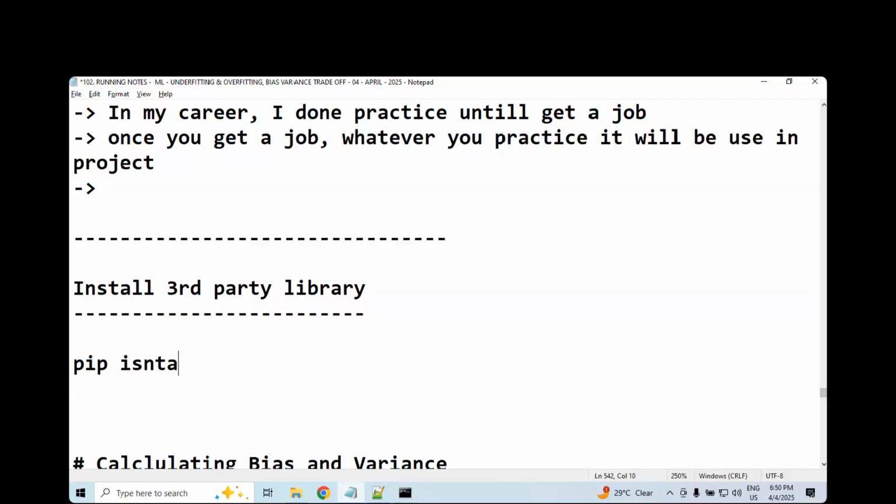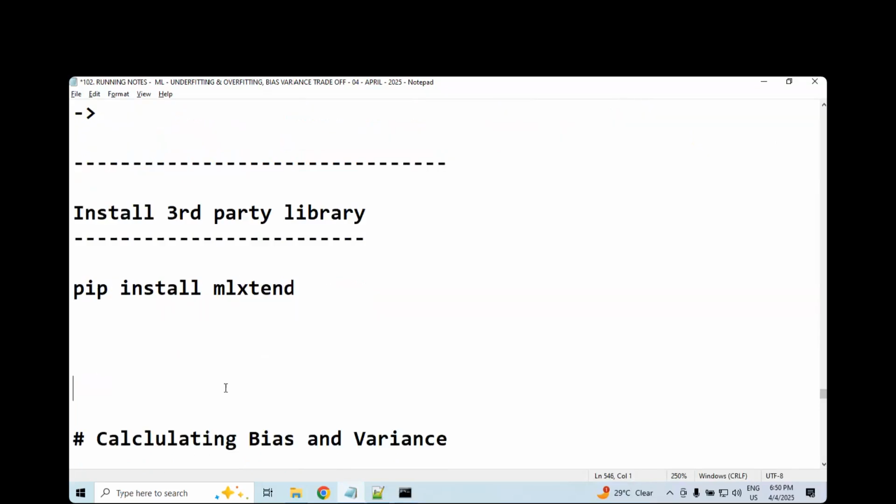Pip install mlxtend. Cross verify the document also. Oh, only X actually. Nice, nice. Good, good.